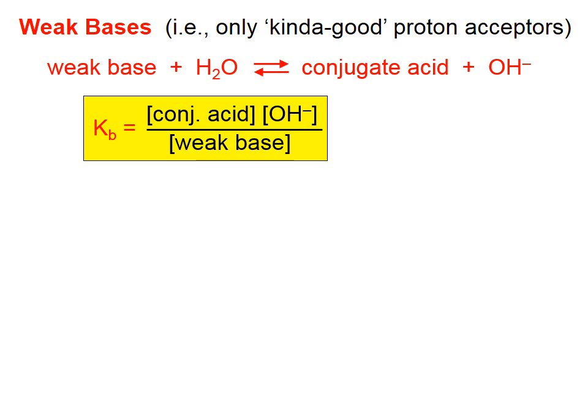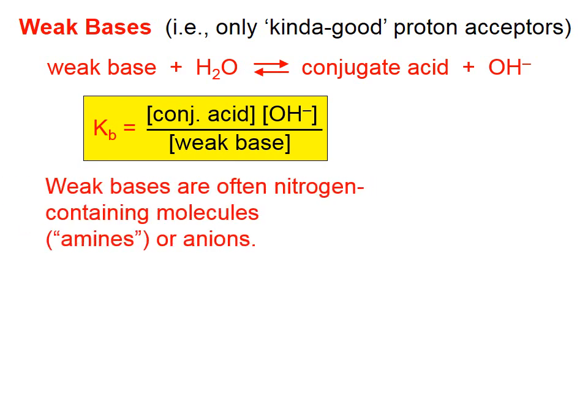Notice that we have the conjugate acid and the hydroxide ion in the numerator, as we would expect, but we only have the weak base in the denominator. That's because, as you recall, we don't include pure solids or pure liquids in an equilibrium constant expression, and water here is a liquid. So it is going to appear in the equation, but it does not appear in the equilibrium constant expression.